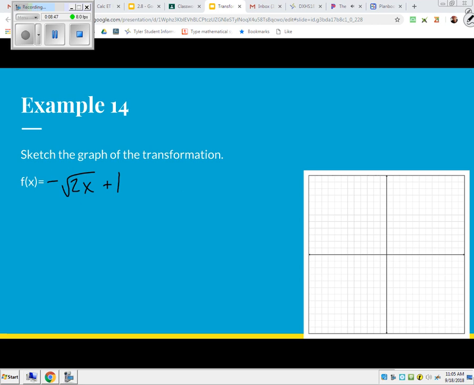Okay? So let's start with my basic parent function. This parent function is the swoop. Remember when that was hard, knowing all these? Told you we would know them. The swoop. Remember my rules. I want to do inside the function first. So I look at that 2 inside the function. What is that 2 doing to my swoop?